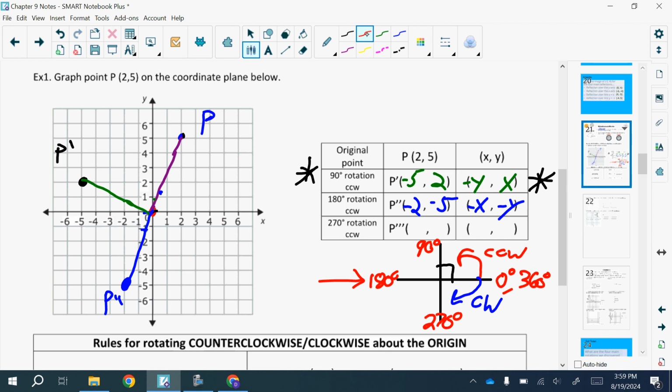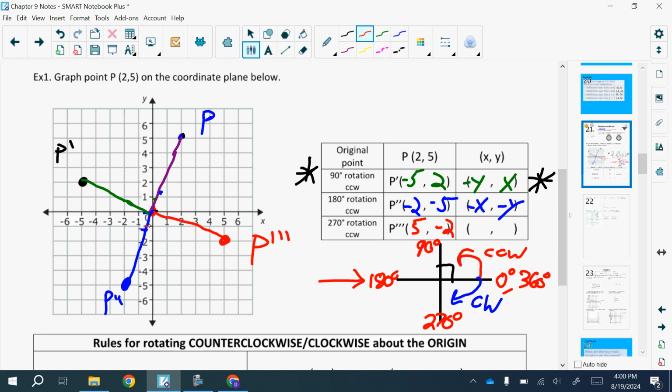Now, if we go again to get 270 degrees, P triple prime, what we're looking for, we can just do another 90-degree rotation since we know that rule. We do that to P double prime. Using the 90-degree rotation rule, we go from (x, y) to (-y, x), so we go to 5, -2. So 5, -2 is right here. This is P triple prime.